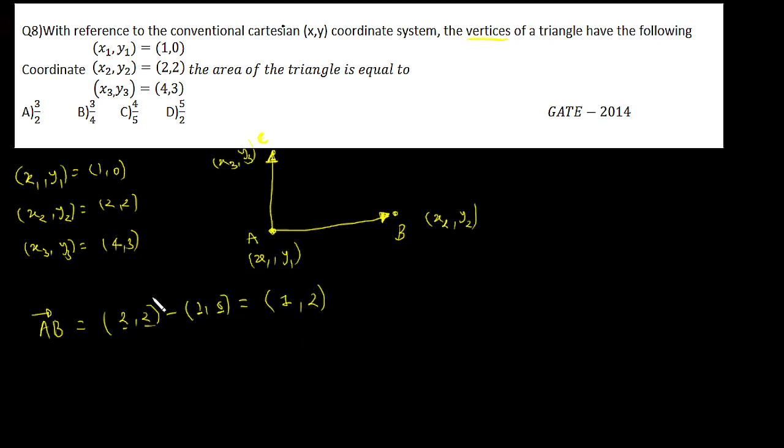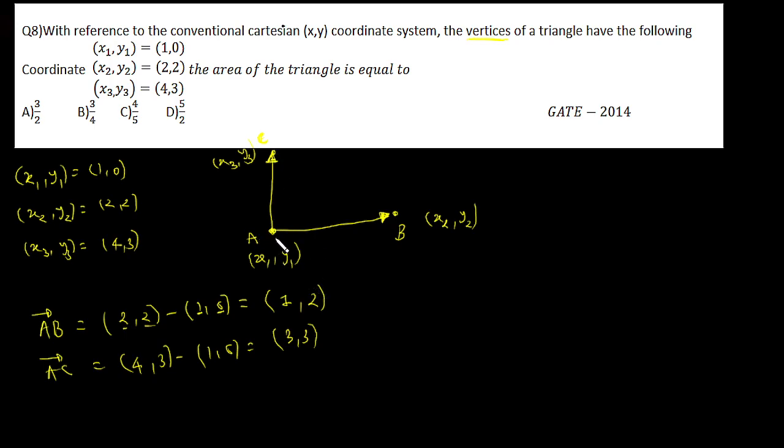And now the AC vector is found in a similar manner: the coordinate of point C minus the coordinate of point A. So here the coordinate of point C is 4 comma 3, and point A is 1 comma 0. So you get 3 comma 3. It is the vector which connects A and C.